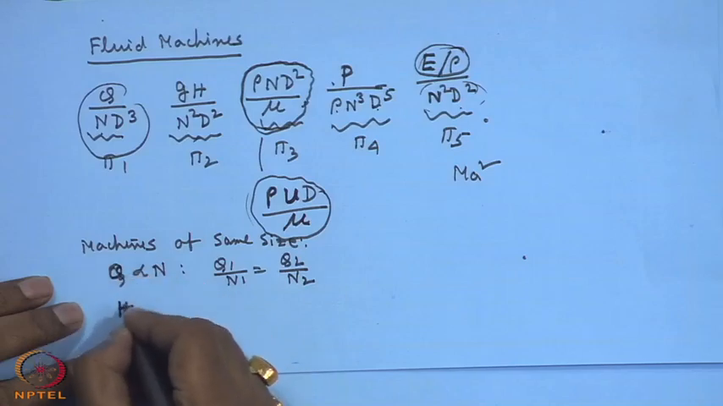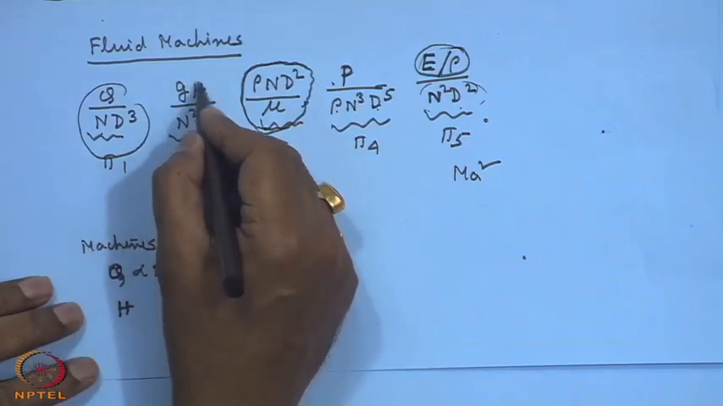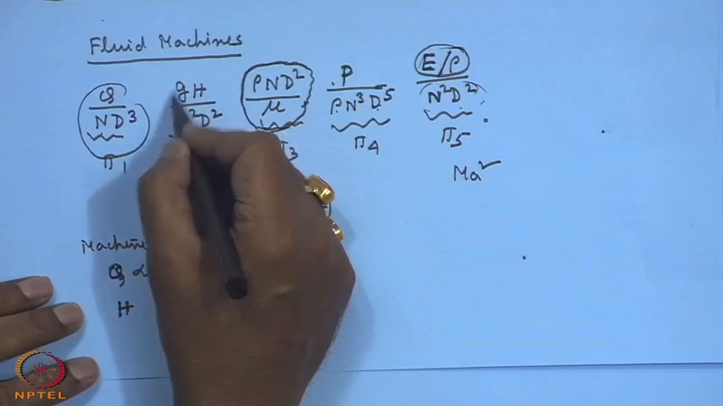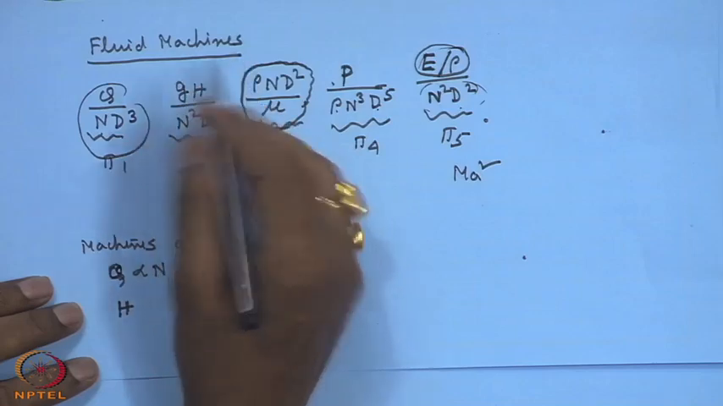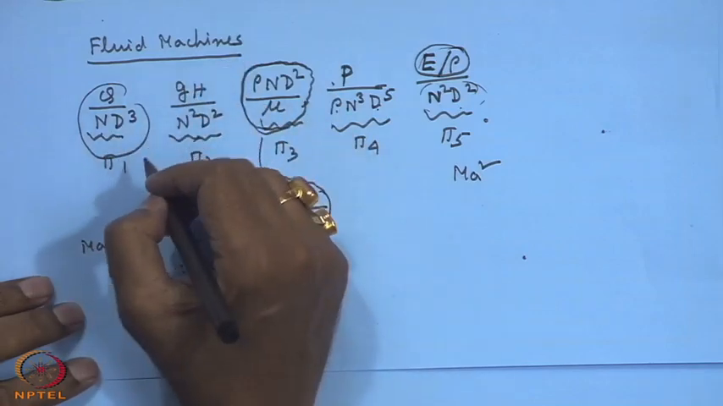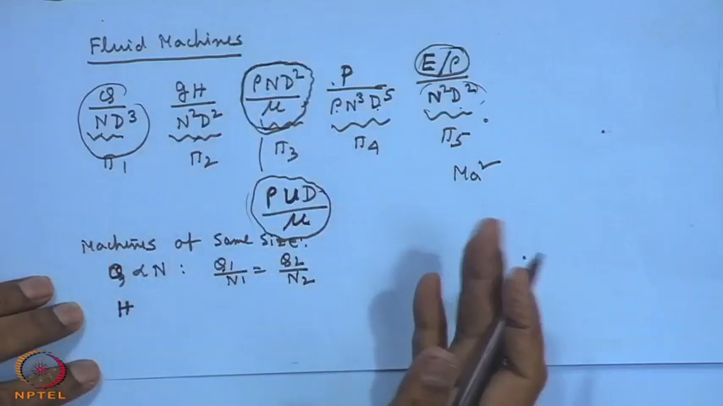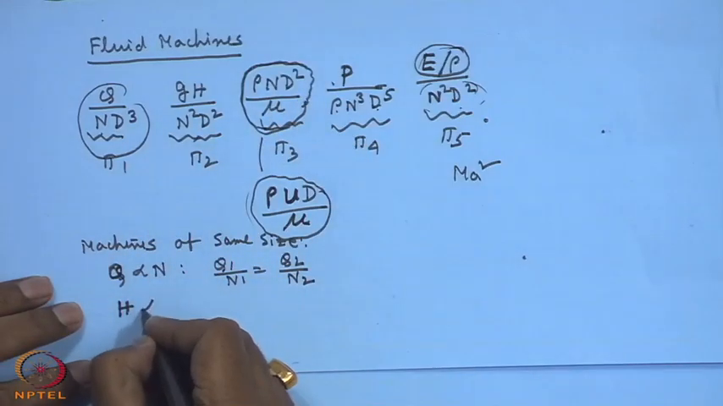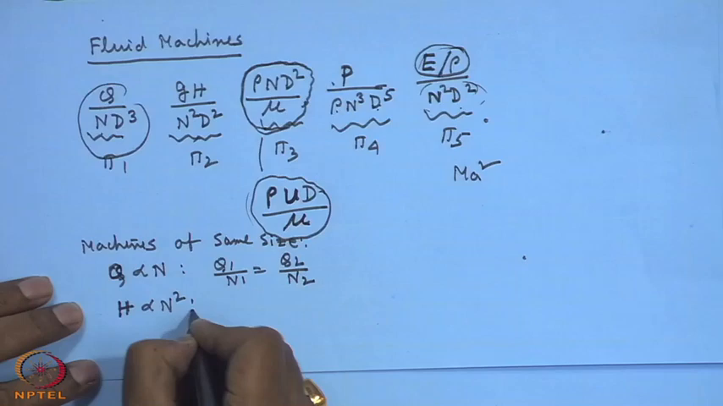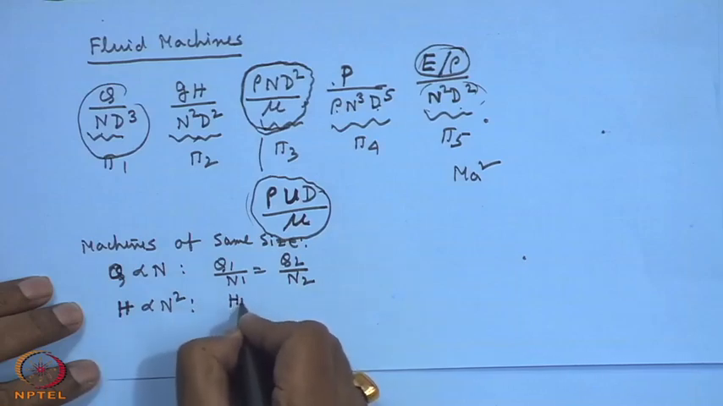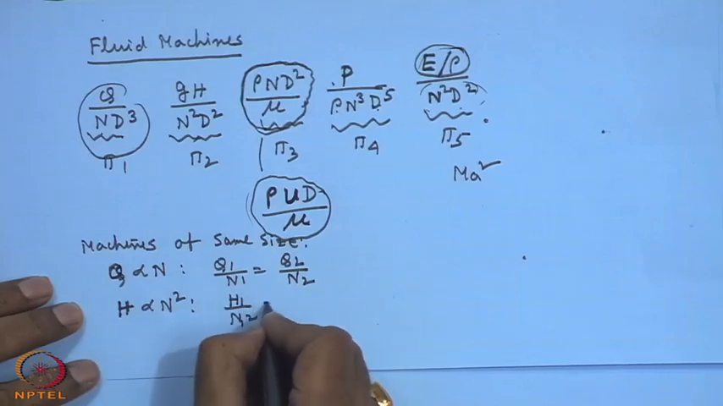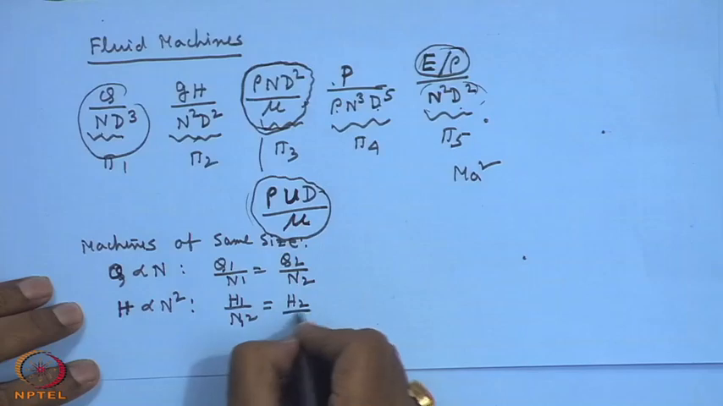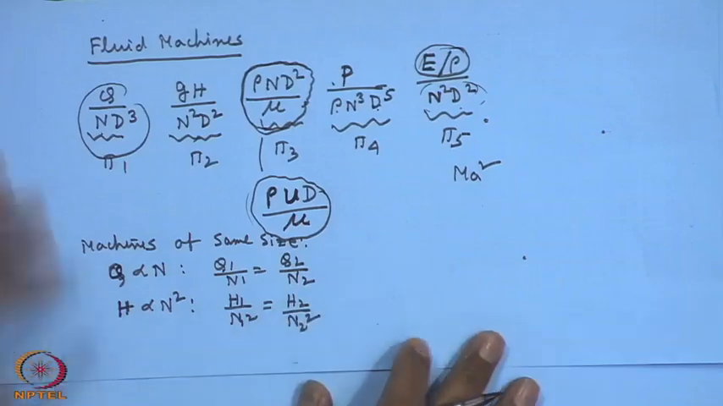And the head is very important. What is head? This is gH, that means energy per unit mass. Head means energy per unit weight. That means this is the energy either gained by the fluid, developed by the fluid, or given away by the fluid, depending upon whether it is a compressor, pump or turbine. H is proportional to N square. That means H1 by N1 square is H2 by N2 square.